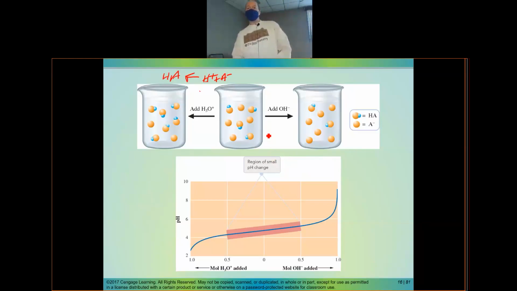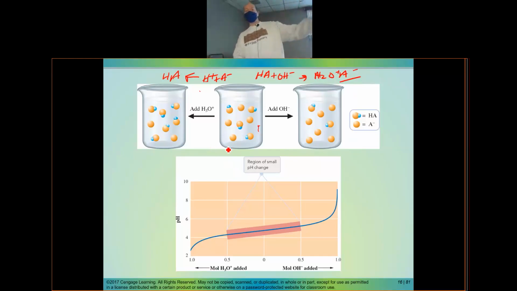When you're adding OH minus, well, a buffer has A minus and HA. You add your strong base, your HA in this buffer is going to react with your OH minus to form H2O and your A minus. So it's making neutral water. And of course, it's making a weak base. So you add a strong base, it makes it into a weak base. You add a strong acid, it makes it into a weak acid.